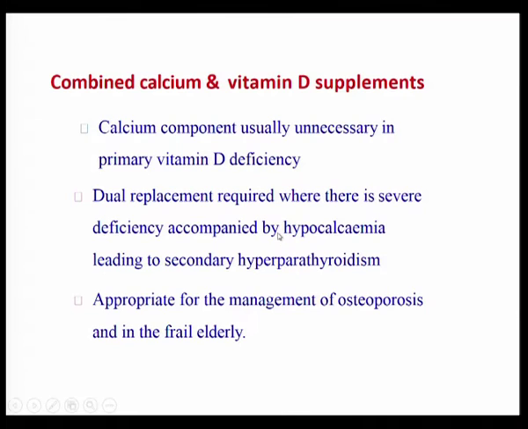Look over here. Here you have a dual replacement therapy, for hypocalcemia and vitamin D. Now you have to look for certain features. For example, dual replacement is required where there is a severe deficiency accompanied by hypocalcemia leading to secondary hyperparathyroidism. I want you to look at this word, secondary hyperparathyroidism. Hyperparathyroidism is basically excessive production of parathormone.